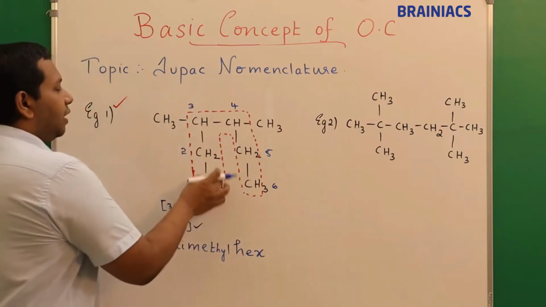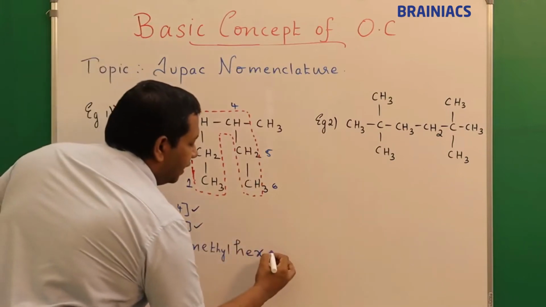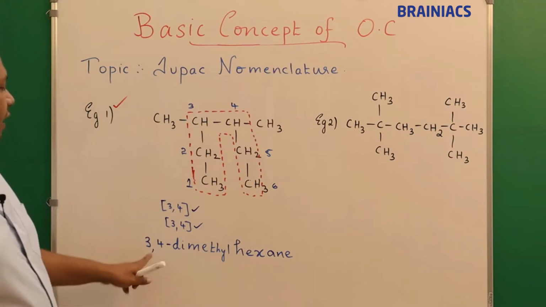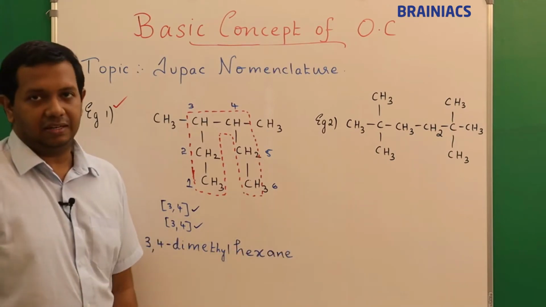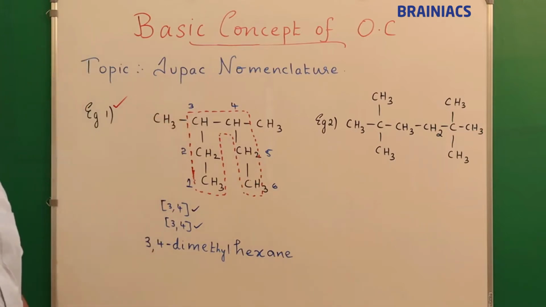Now I know that the parent carbon atoms are linked through single bonds, so I can add ane: hexane. So I got the answer. The answer is 3,4-dimethylhexane. Understood? Now we will try to see the next example.